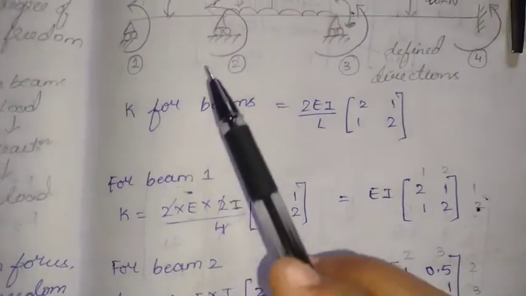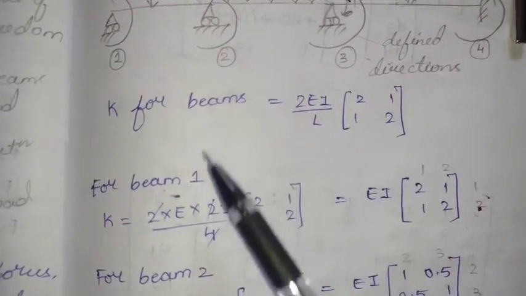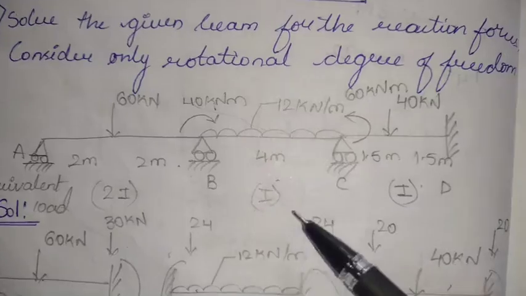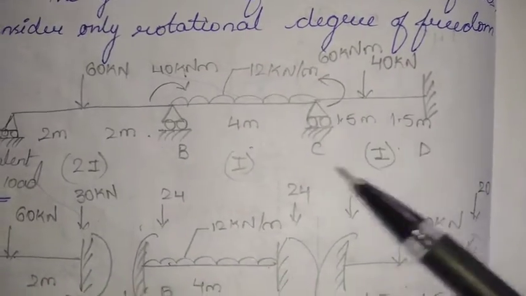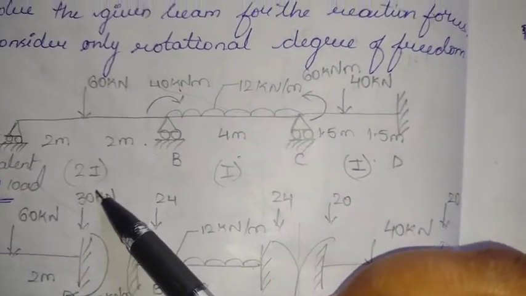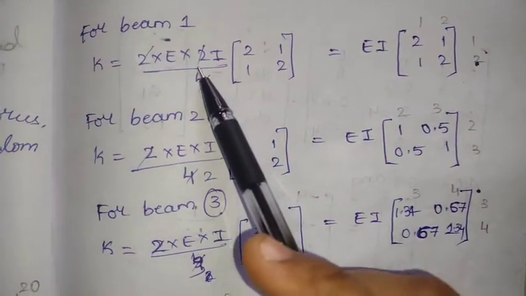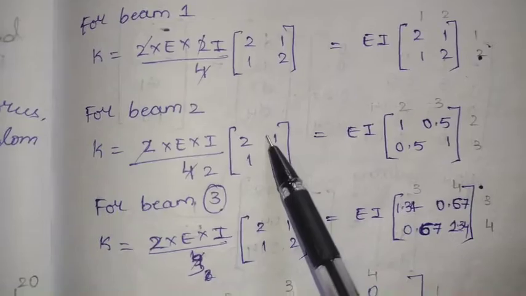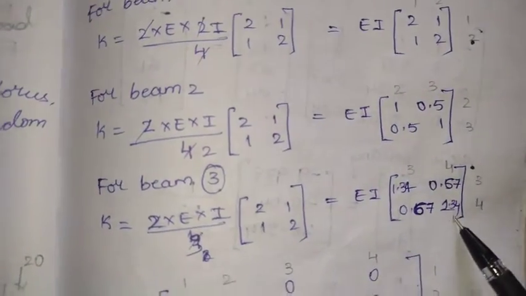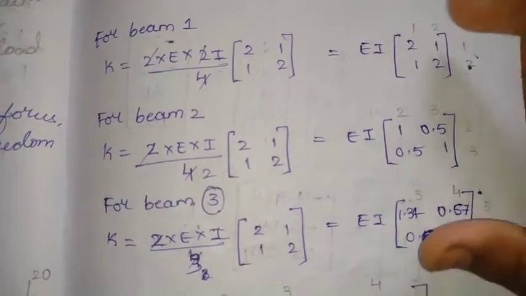For beam 1, this span, we have 2EI. The other spans have I and I. Only this particular AB span of the beam has 2I. Substitute that over here, 2I, and you will get the matrix, with 2, 1, 1, 2 constant. For everything we take EI common and write the matrix. Now this is the local stiffness matrix.